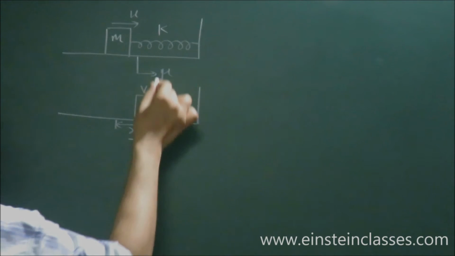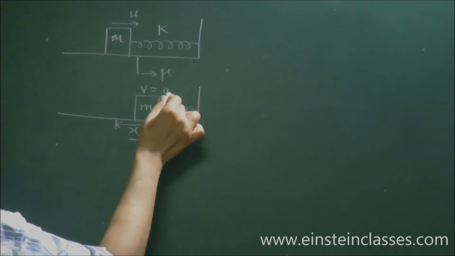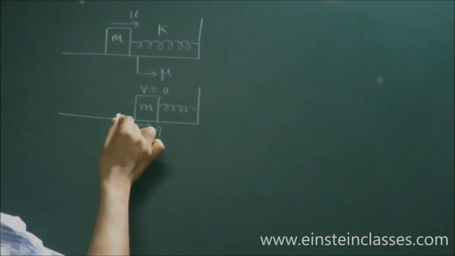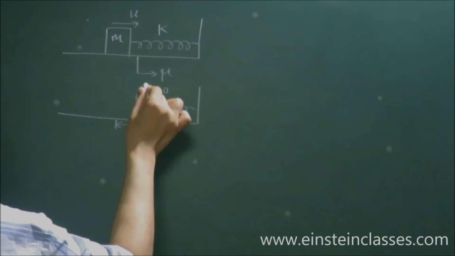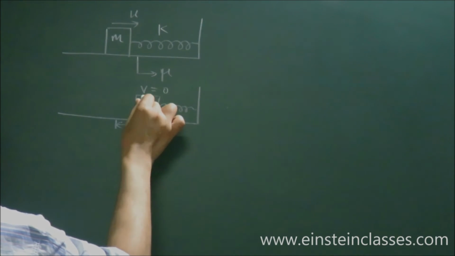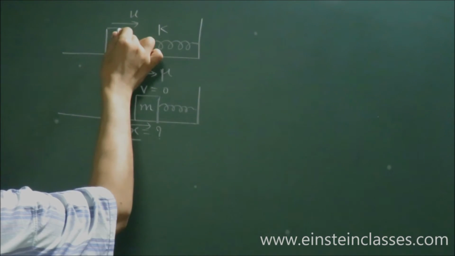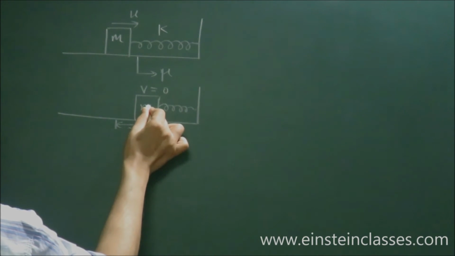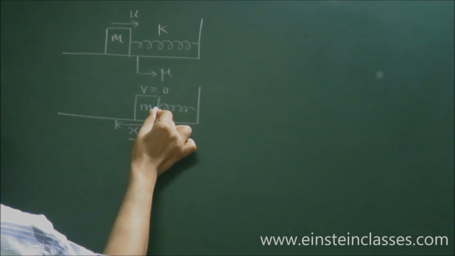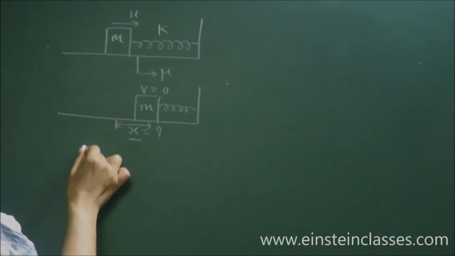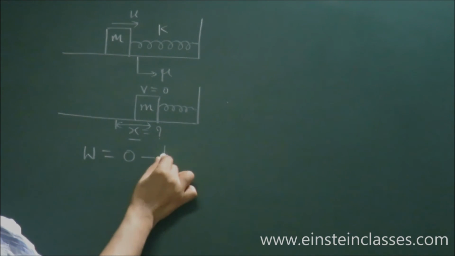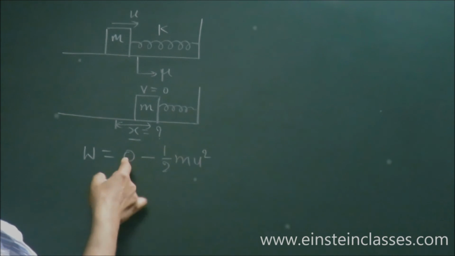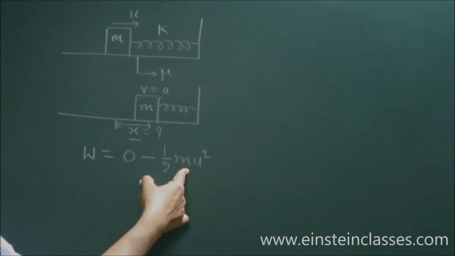For this we have to apply the work-kinetic energy theorem to get the value of x. According to the theorem, work done equals change in kinetic energy. That means the total work done by the different forces acting on the block will be equal to the change in kinetic energy. The initial kinetic energy of the block is half m u square, and the final kinetic energy is 0. So the work done will be equal to 0 minus half m u square, where this is the final kinetic energy and this is the initial kinetic energy.